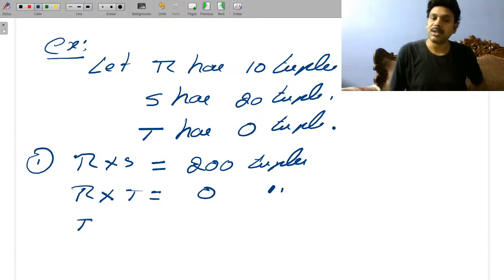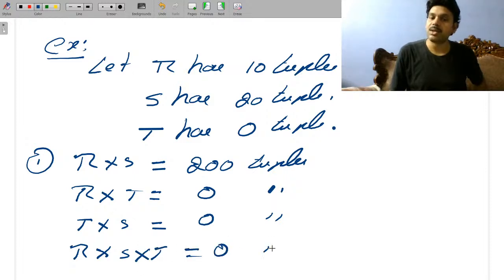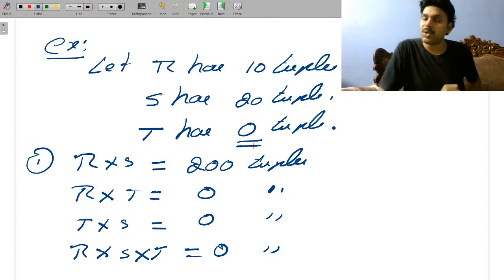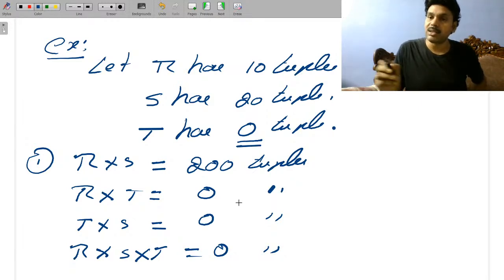And what is T cross S? We can say that it is also 0 mappings. If I ask R cross S cross T, your answer is also 0 mappings only. Why? Because the other table instance does not have any tuple set in order to map them. That's why there doesn't require any kind of common column for cross product.